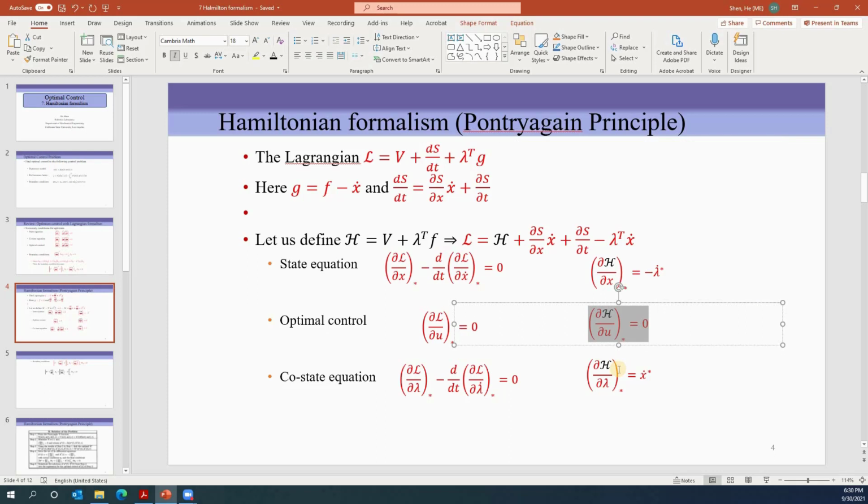And this optimal control over here is not a function of time t. You're going to find the relationship between the optimal control and the co-state. And on top of that, you have some other relationships. The state equation becomes partial H over partial x equal to negative lambda dot, which is much easier compared to before. We needed to do the partial L over partial x dot, right? Right now, you do not need to do that anymore. And partial H over partial lambda, which is the co-state equation, is equal to x dot star. And this is the same as the dynamics.